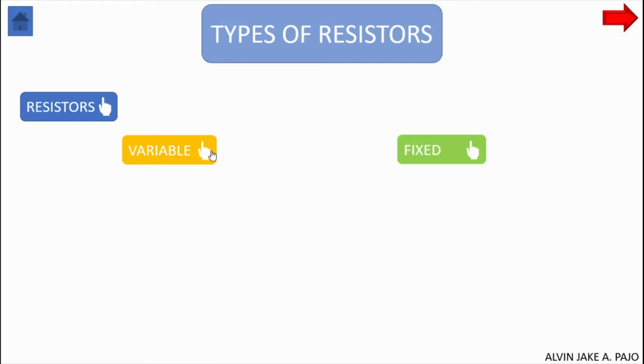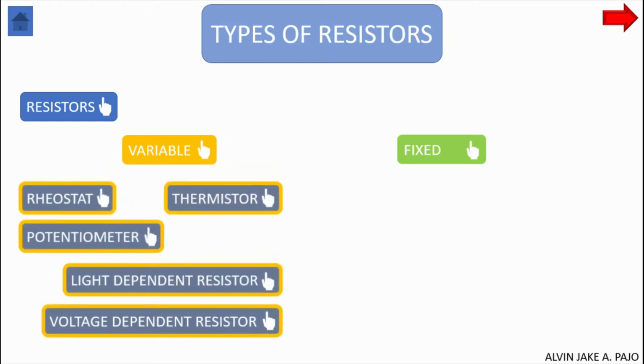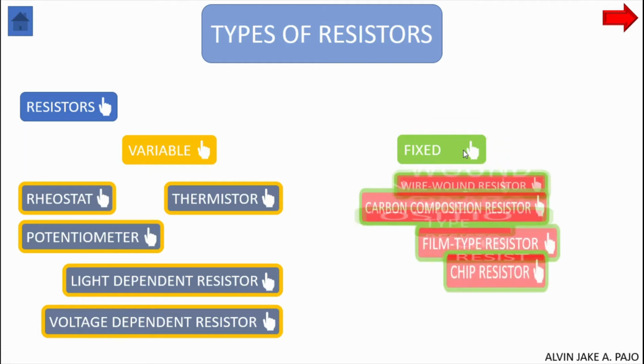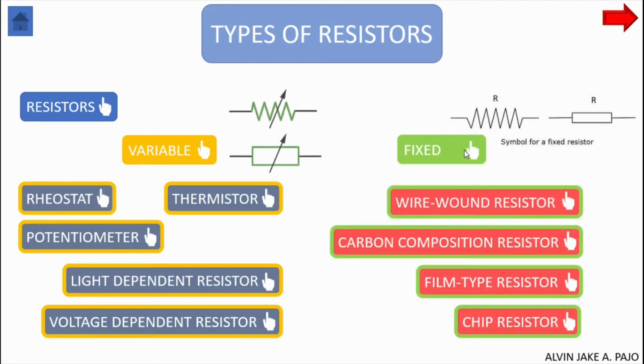Under variable resistors, we have rheostat, potentiometer, thermistor, light-dependent resistor, and varistors. Under fixed resistors, we have wire-wound resistor, carbon composition resistor, film-type resistor, and chip resistor. And here are the symbols of fixed resistors and variable resistors. Let's talk about each type, starting from wire-wound resistors.